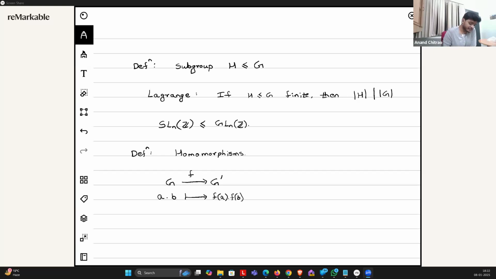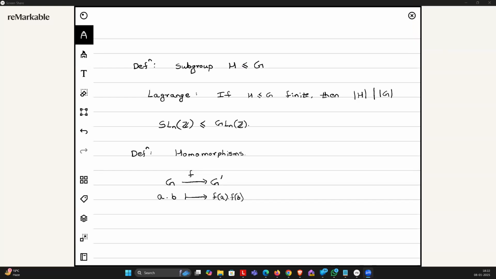One interesting example of homomorphisms is subgroups. If you start with a subgroup H of a group G, then the inclusion map from H to G is a homomorphism, right? So that's one of the interesting examples.